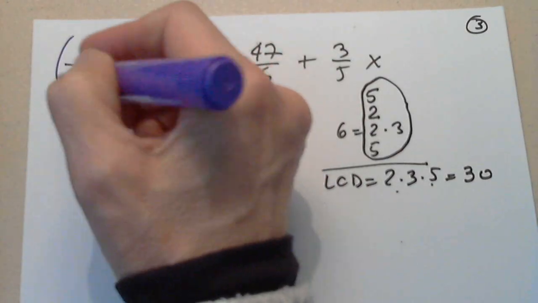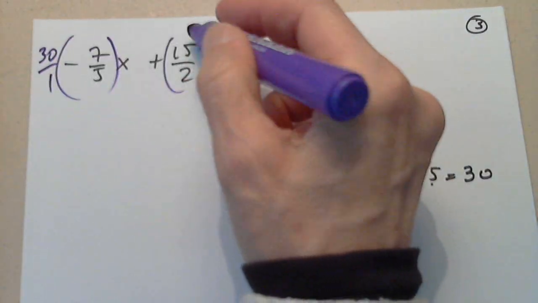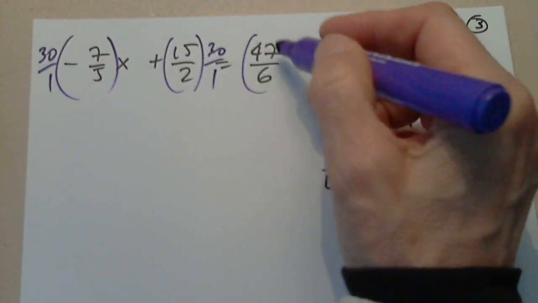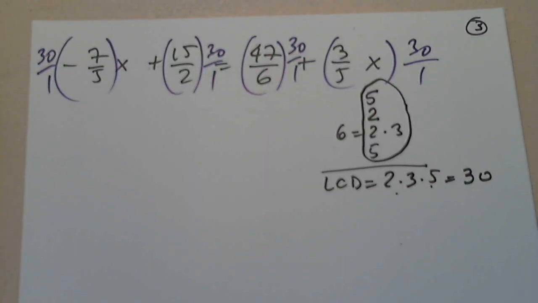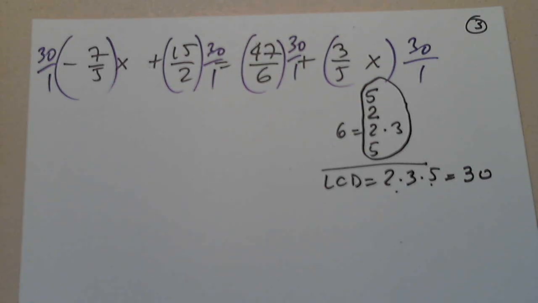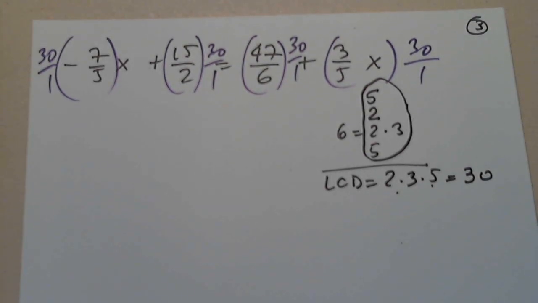So this times 30 over 1, this times 30 over 1, this times 30 over 1, and this times 30 over 1. Okay, so now let's work on the simplified form. Do not multiply. It is easier to simplify first and then multiply. Numbers will always be smaller than if you don't simplify.